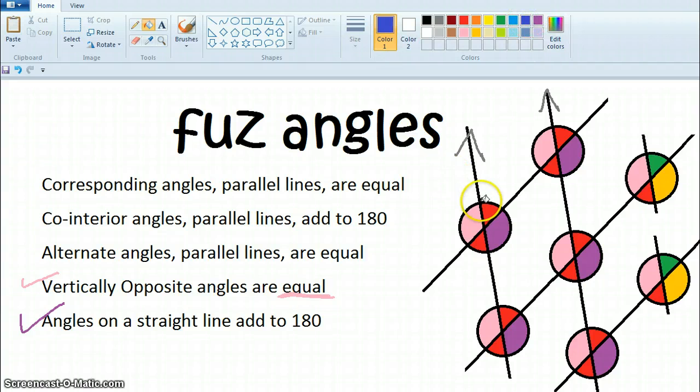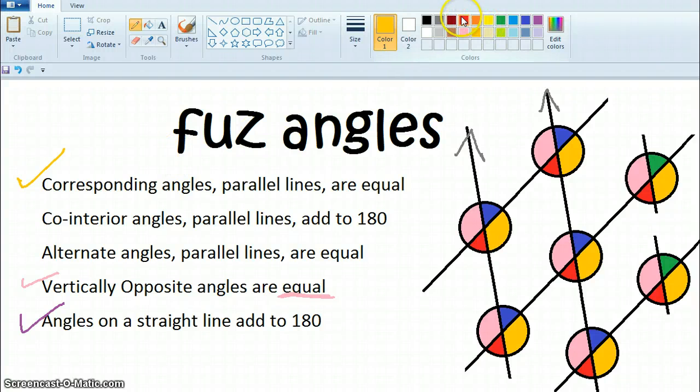If I was to grab this angle, what's corresponding? That one. That one. That one. That one. Okay. If I was to grab this one, corresponding? Is that making any sense? Yes. Okay. So can I tick off corresponding, that we kind of get what that is? Definitely. Good. I like.